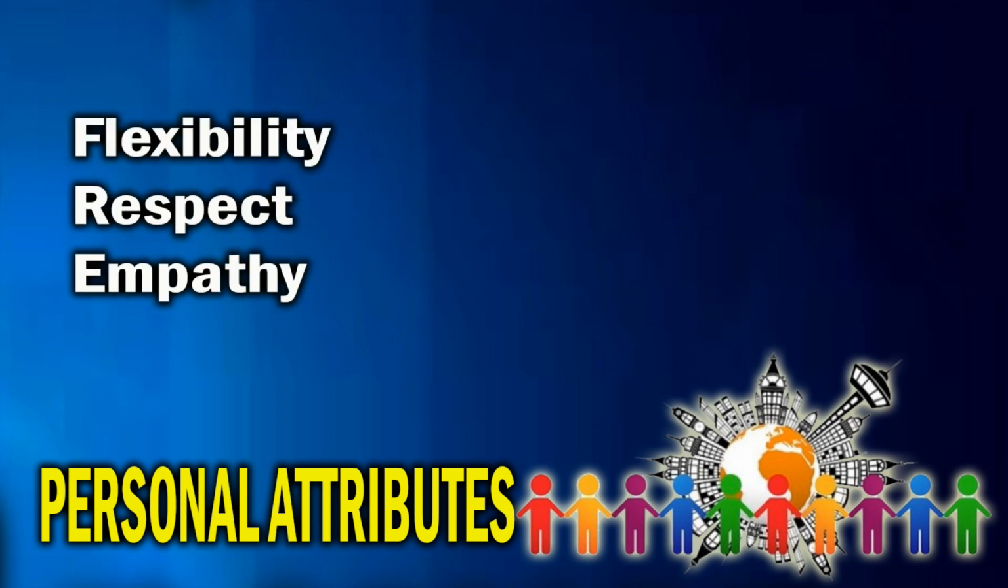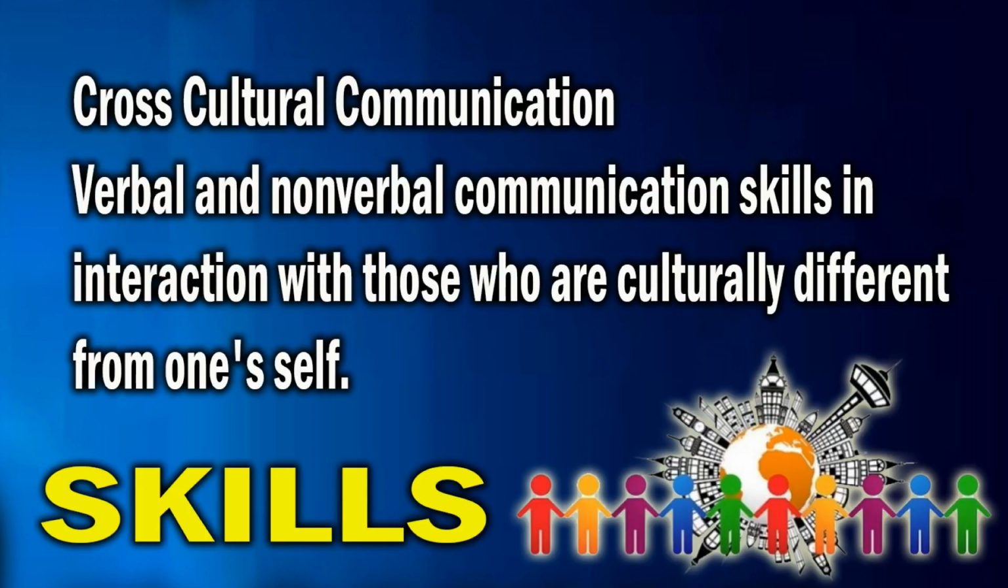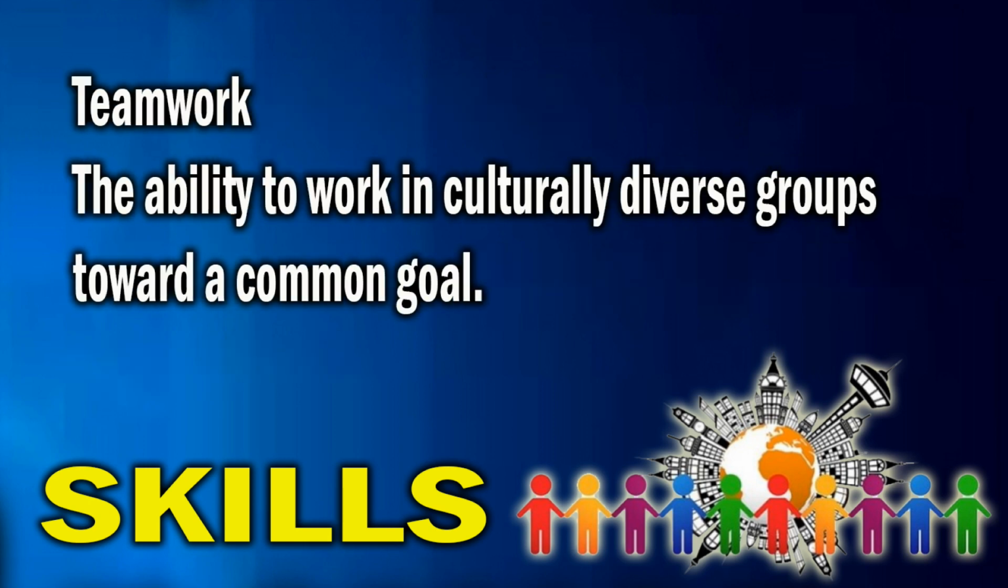The second category refers to the traits needed in order to live and work in a diverse world. These literacies help the students to adjust themselves in a changing world. Likewise, it helps them to live peacefully and progressively in a diverse world. Third, skills. The behaviors and performance tasks needed to live and work in a diverse world. Cross-cultural communication. Verbal and non-verbal communication skills and interaction with those who are culturally different from oneself. Teamwork. The ability to work in culturally diverse groups toward a common goal.